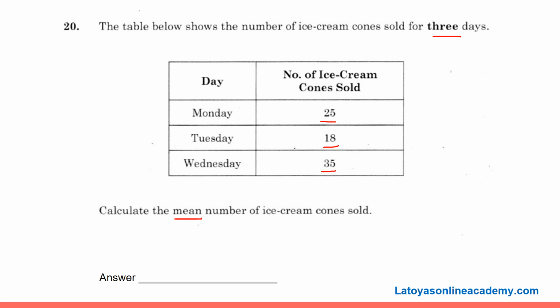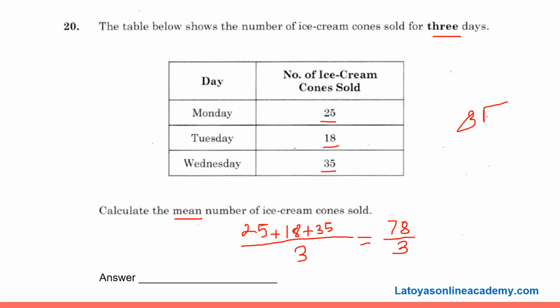How do we calculate the mean? We need to add 25 plus 18 plus 35. Yes, we need to add and then we need to divide by the total number of days. How many days do we have? 3. So when we add 25, 18 and 35, we are going to get 78. And 78 divided by 3 is going to be what? For those who can do it shorthand, you can do long division.